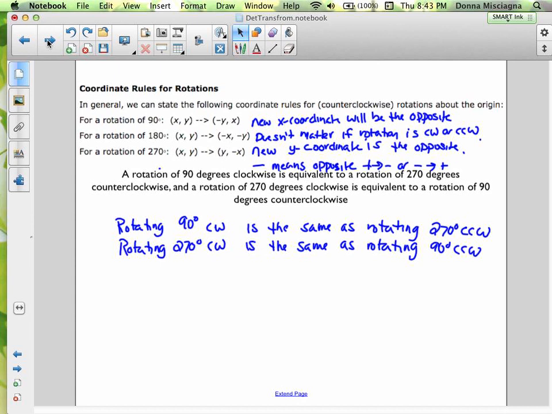So in general, we can state the following coordinate rules for counterclockwise rotations about the origin. Right? And I've also added in a little bit about the other way, clockwise. So a rotation of 90 degrees counterclockwise. Let me help you visualize this. Let's give ourselves a coordinate plane. All right, there we go.